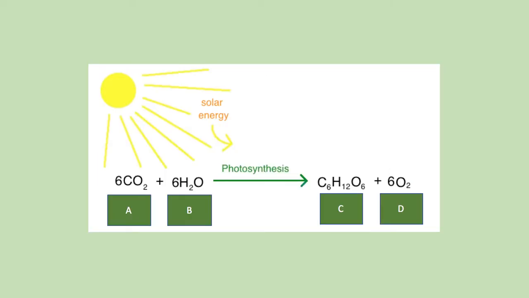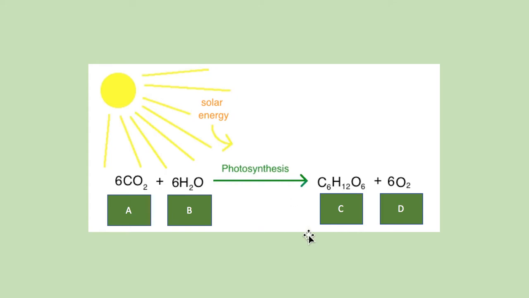Now, the actual chemical formula for photosynthesis is this. There's 6 molecules of carbon dioxide, which is here in A, and that's one reactant. There's 6 molecules of water, which is the B over here. Okay, that's the other reactant that plants have. It's powered by energy from the sun.